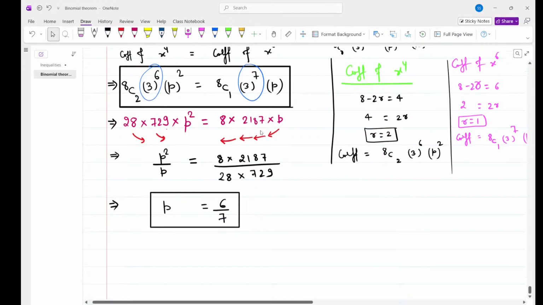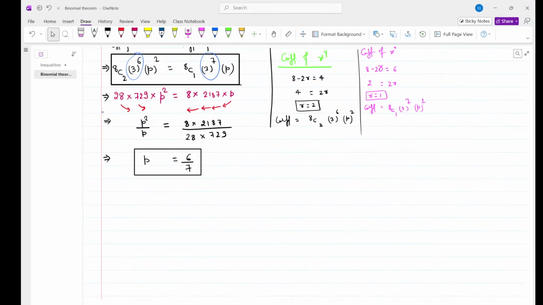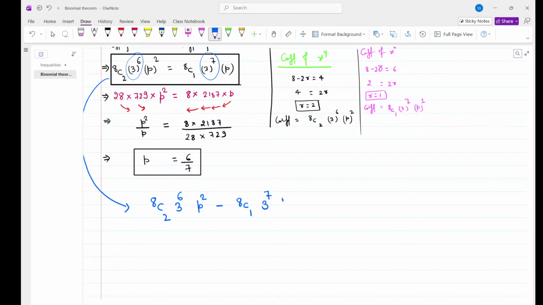So see what we should do. First of all, I will take this complete term to the left hand side. I can write in this manner 8C2 3 raised to power 6 p square minus 8C1 3 raised to power 7 times p should be equals to 0. Right or wrong?